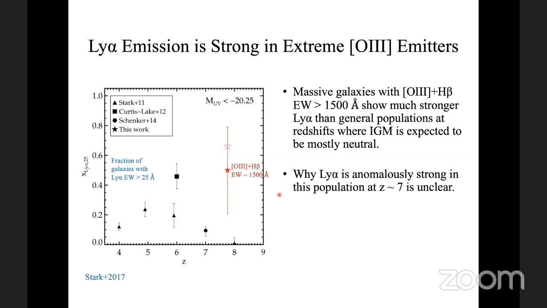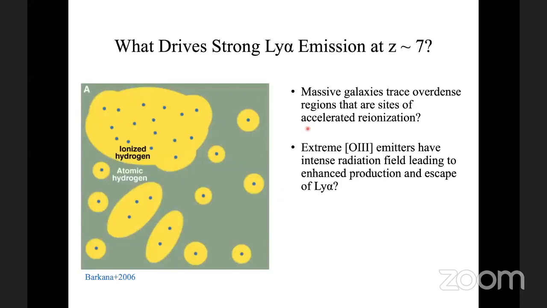There are two possible explanations for this. First, these massive galaxies may sit in larger ionized bubbles, with accelerated reionization. The second explanation is that these extreme optical-line-emitting galaxies have a more intense radiation field than the general population at redshift 7, which boosts both the production and the escape of Lyman-alpha photons. But without a better understanding of the galaxies with extremely large [OIII] plus H-beta equivalent width, it's hard for us to answer these questions.